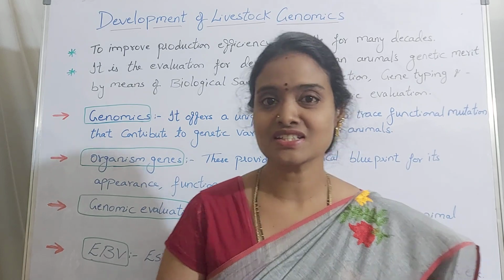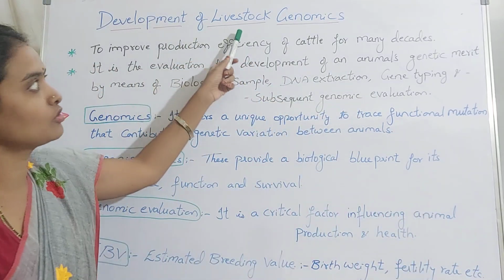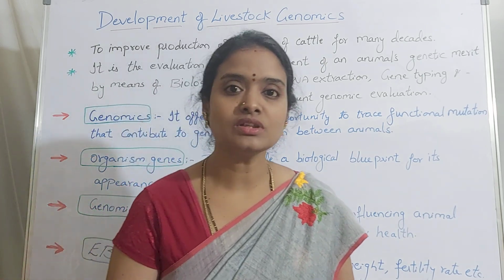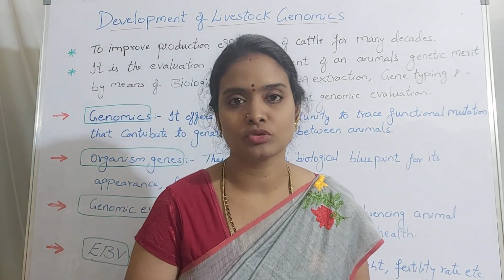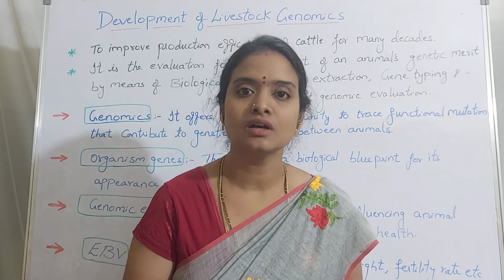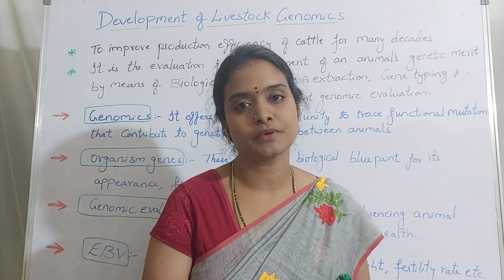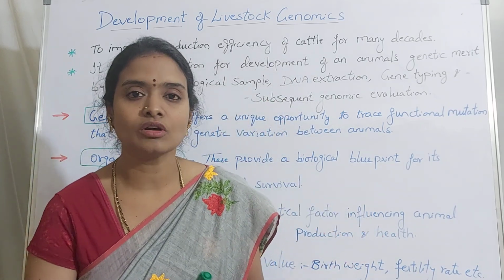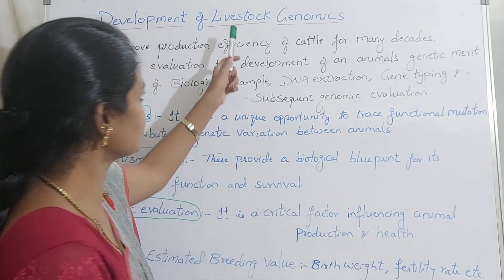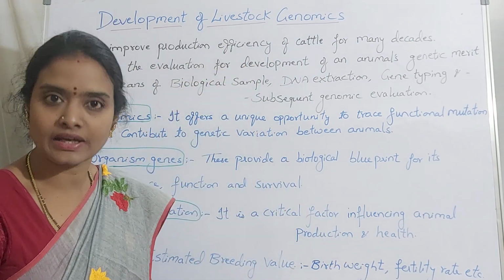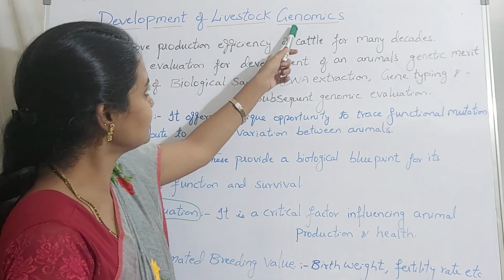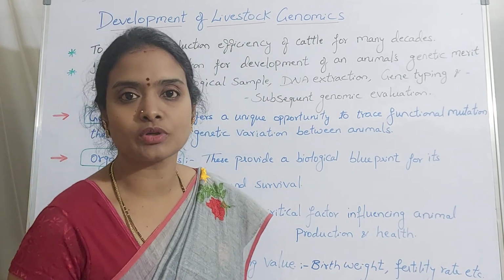So today let us discuss the development of livestock genomics. In the last class we saw how livestock, or cattle, can be improved. What are the techniques involved, like the IVF technique, cloning techniques, all these reproductive strategies that are employed in order to make the farm more efficient. So here, after you have a sufficient amount of livestock, you need to develop their genomics. That means the animals have to be genetically developed or improved.